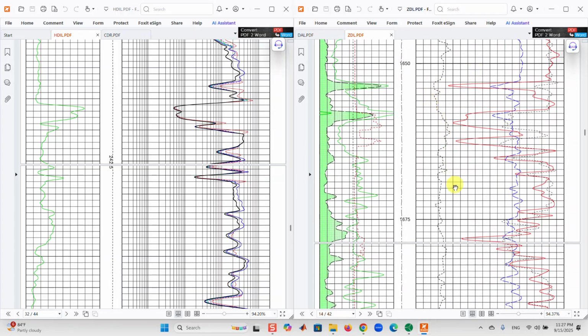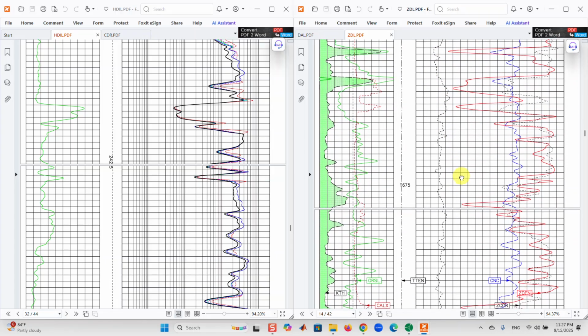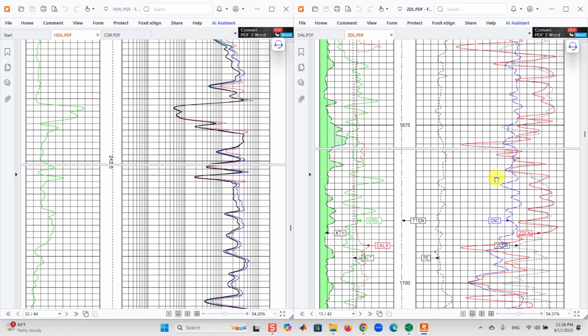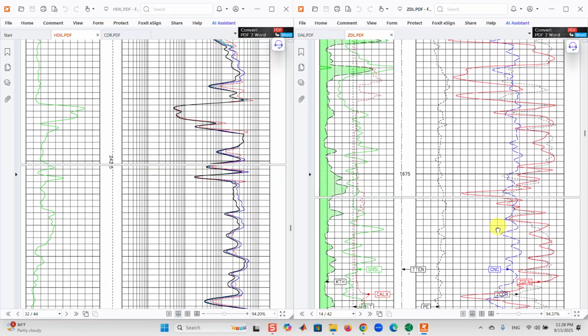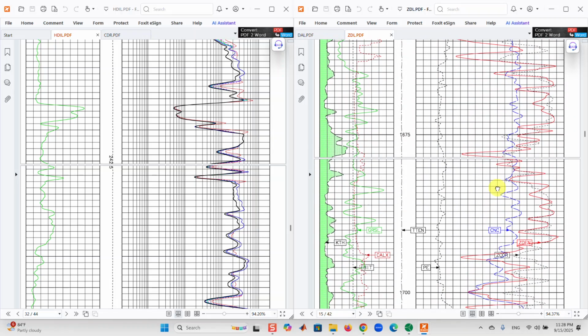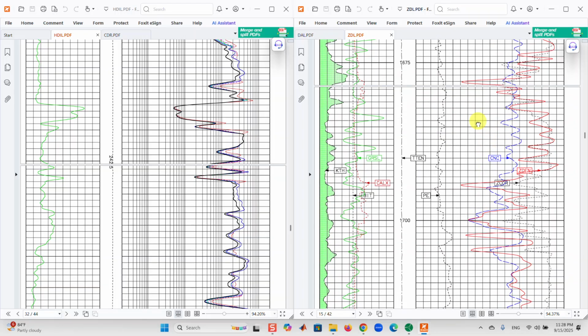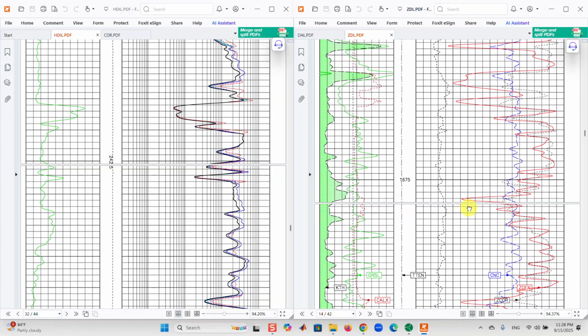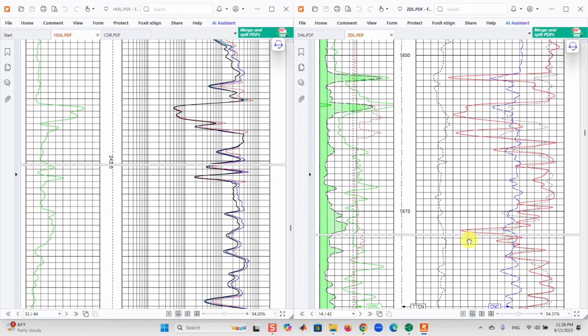This is maybe a sandy layer. In sandy layers, no, these readings are wrong. Readings are wrong. And we have no sand in this well based on the nearby well data.